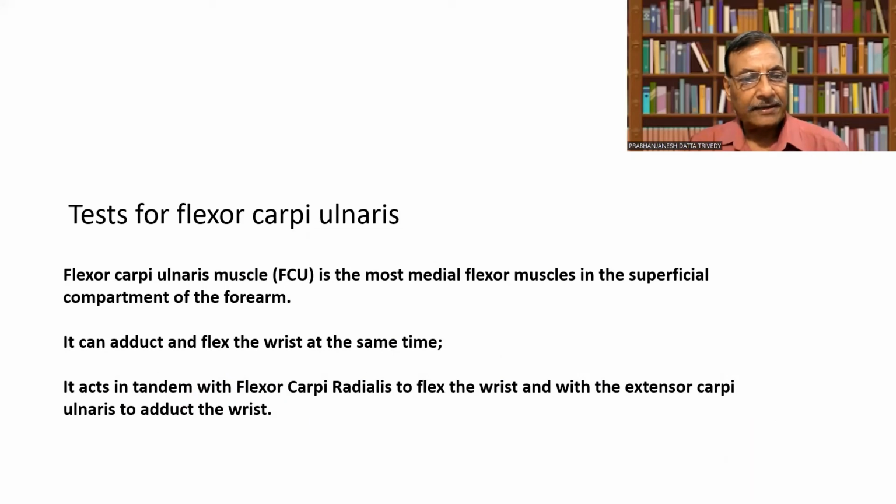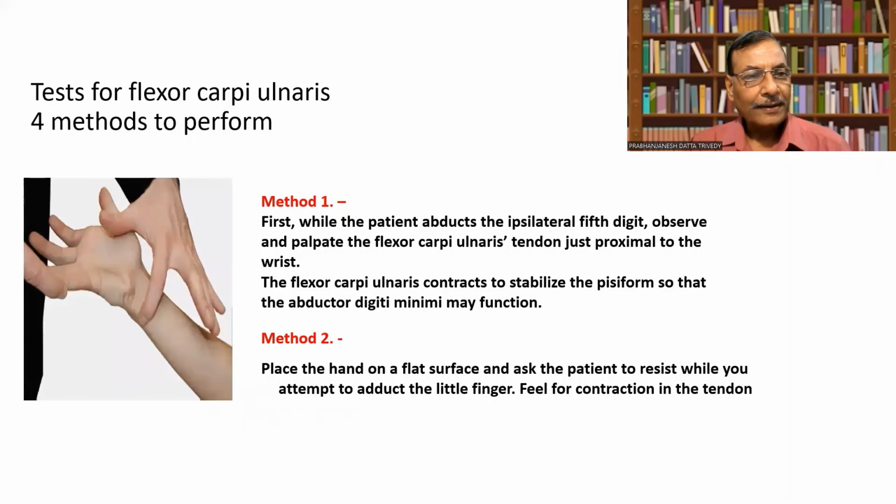It adducts and flexes the wrist at the same time. It acts in tandem with the flexor carpi radialis to flex the wrist, with the extensor carpi ulnaris to adduct the wrist. So it has several functions. There are several methods of performing the test for flexor carpi ulnaris. Method 1 is, while the patient abducts the ipsilateral fifth digit, observe and palpate the flexor carpi ulnaris tendon, which is just proximal to the wrist.